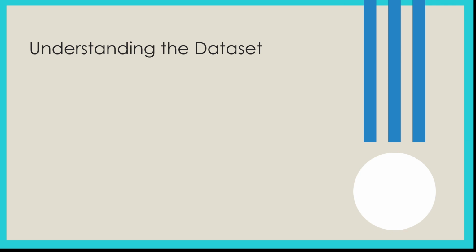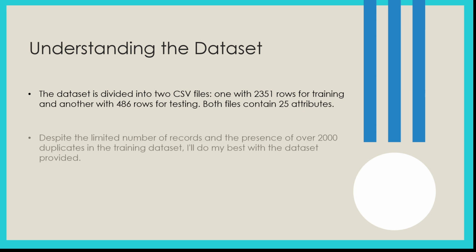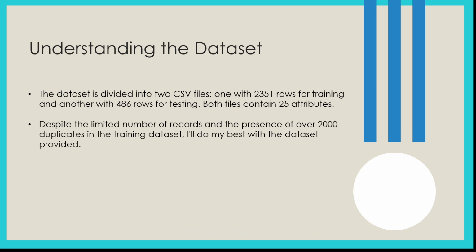First, I needed to understand the dataset. The dataset is divided into two CSV files, one with 2000 plus rows for training and another one with 486 rows for testing. Both files contain 25 attributes. Despite the limited number of records and the presence of over 2000 duplicates in the training dataset, I was gonna do my best with the dataset provided.